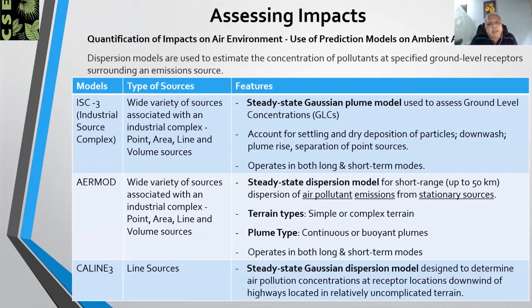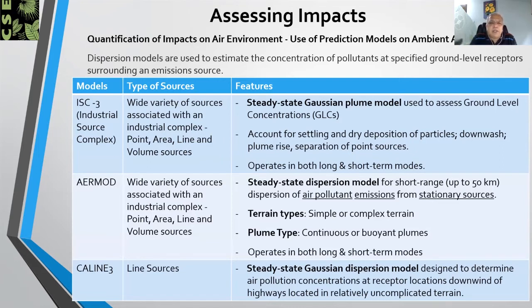Now, how do you assess the impacts on the air environment from a particular project? What we do is we use several prediction models. If you know the project and the nature and quantity of its emissions, the landscape and terrain in which the project is located, and the meteorology of that area, we can use these models to find out the increase in ground level concentration which will be caused by these projects.